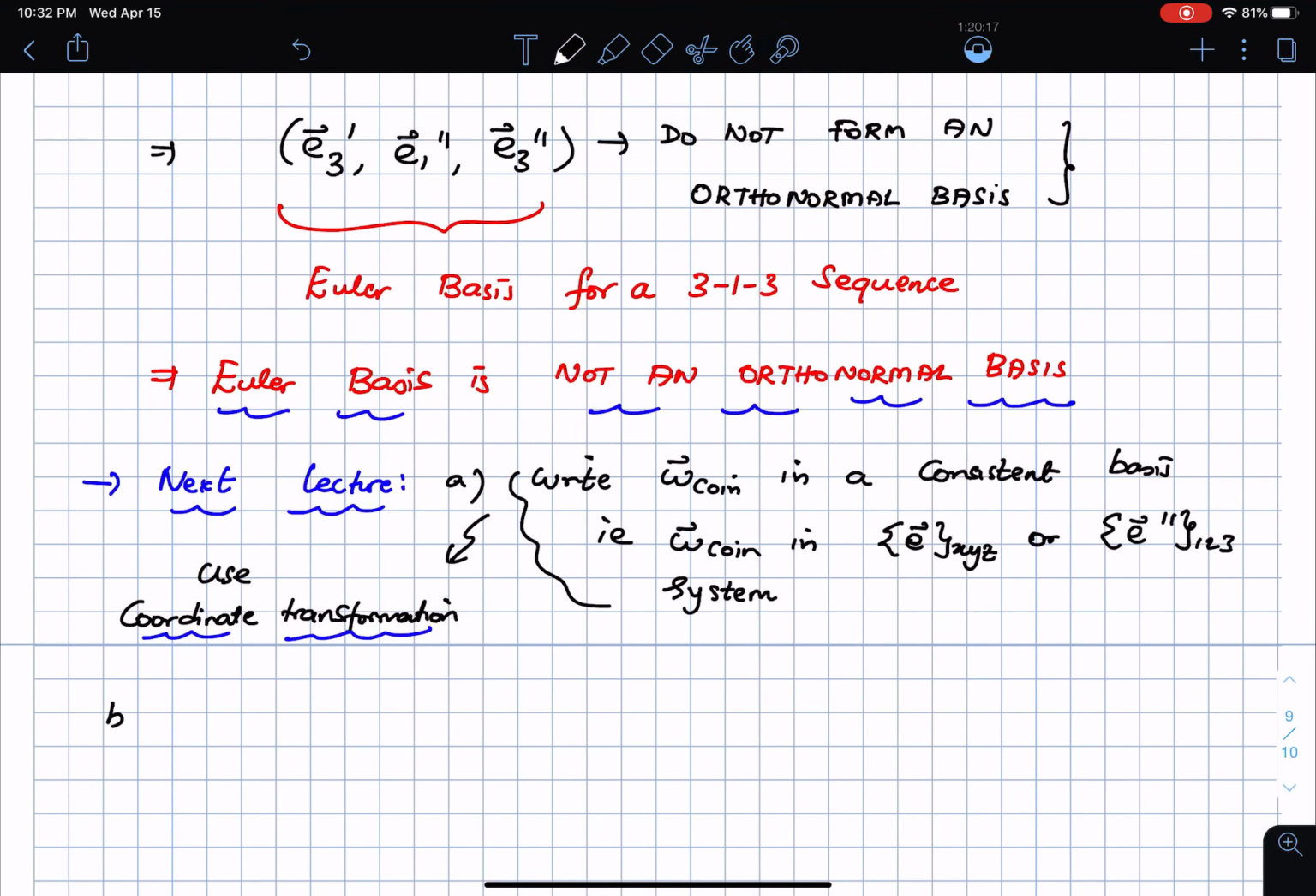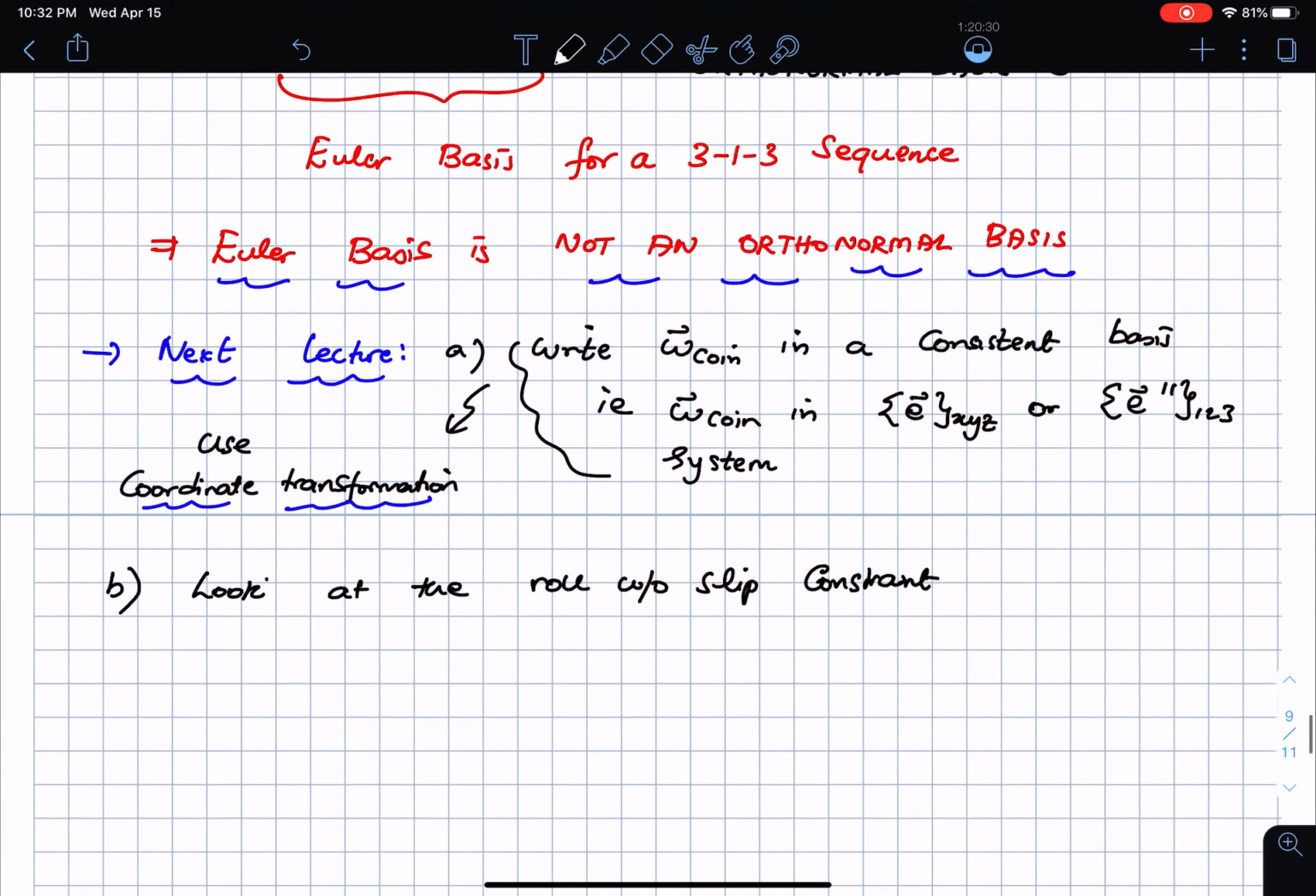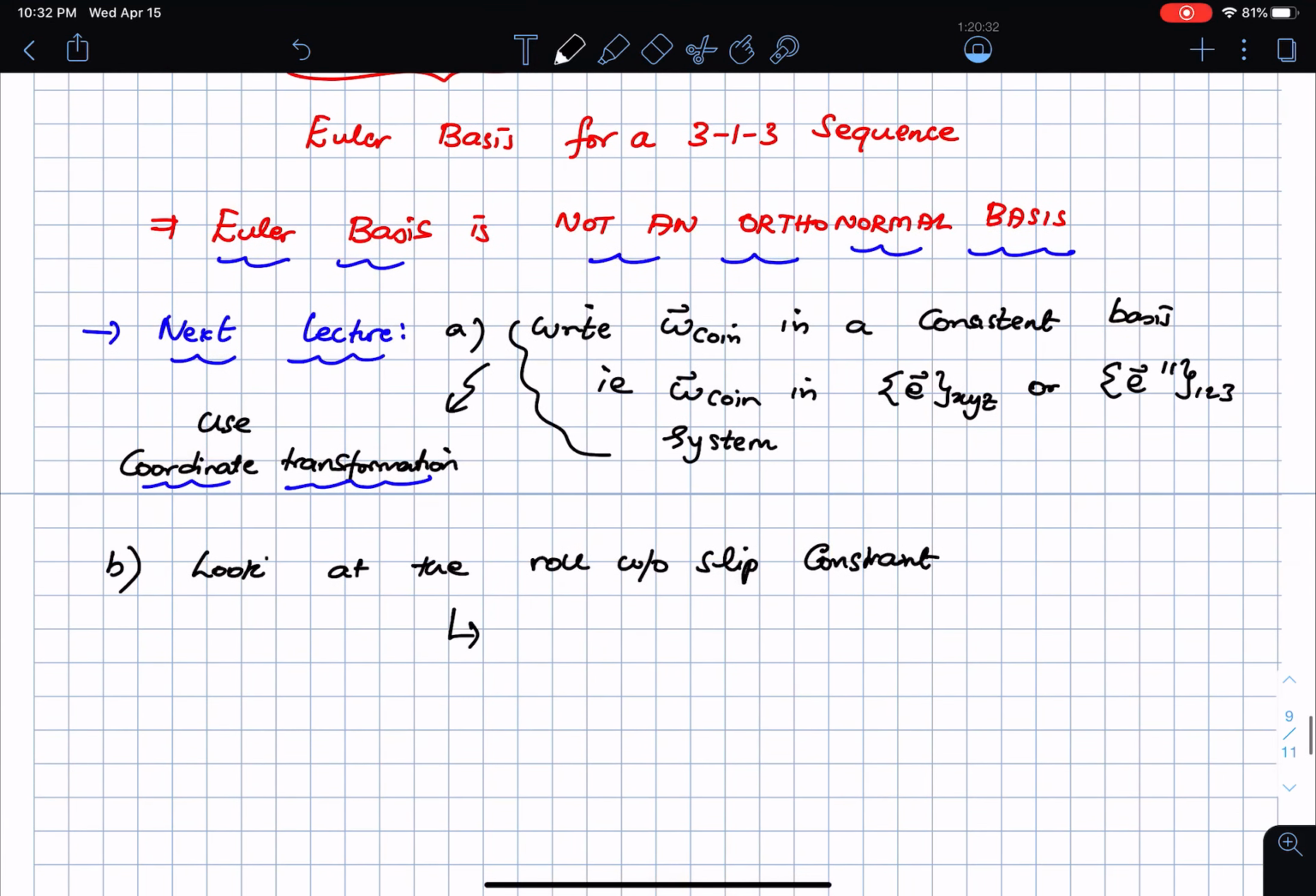And then the next thing is we will be looking at the roll without slip constraint, and we will prove that this is non-holonomic.